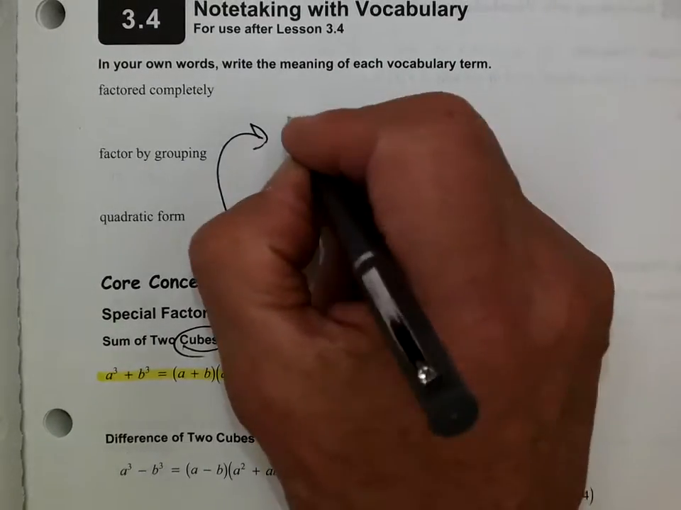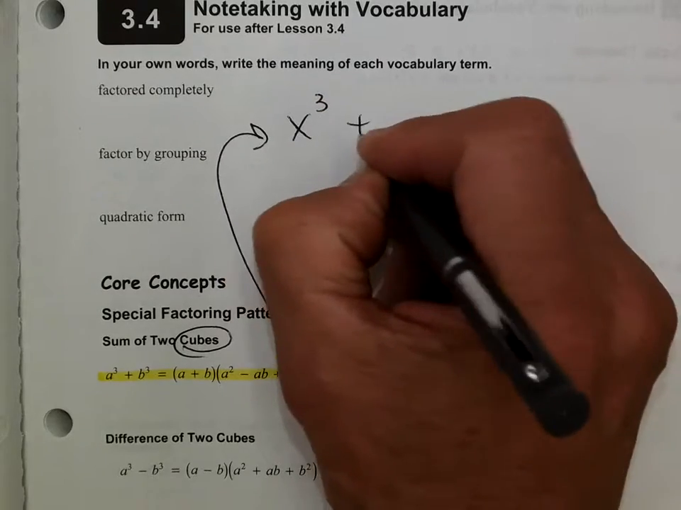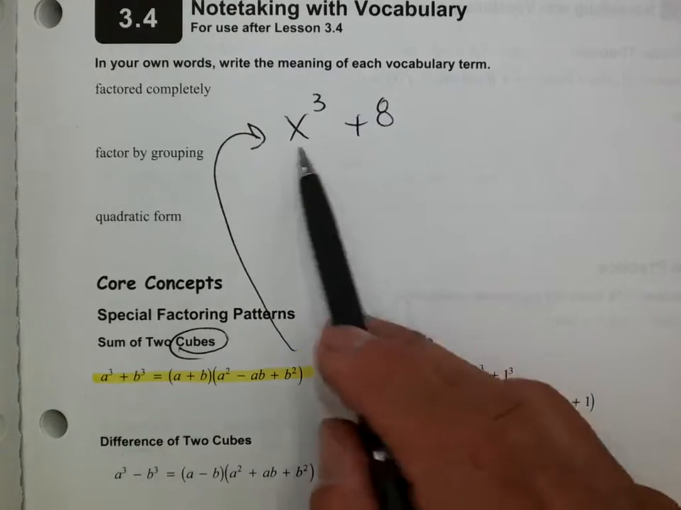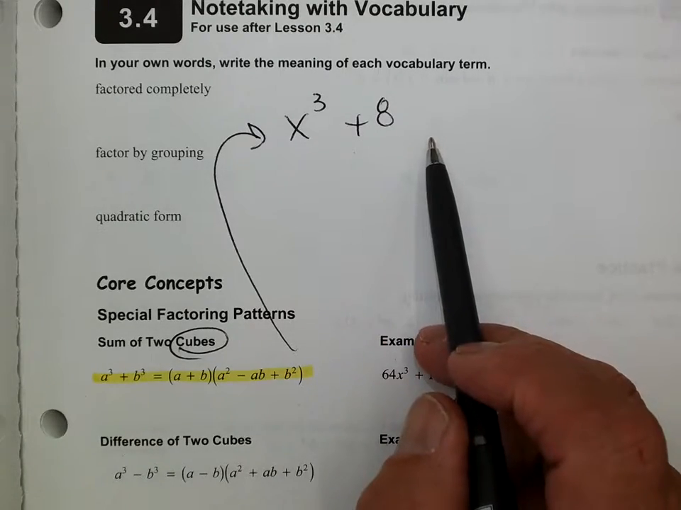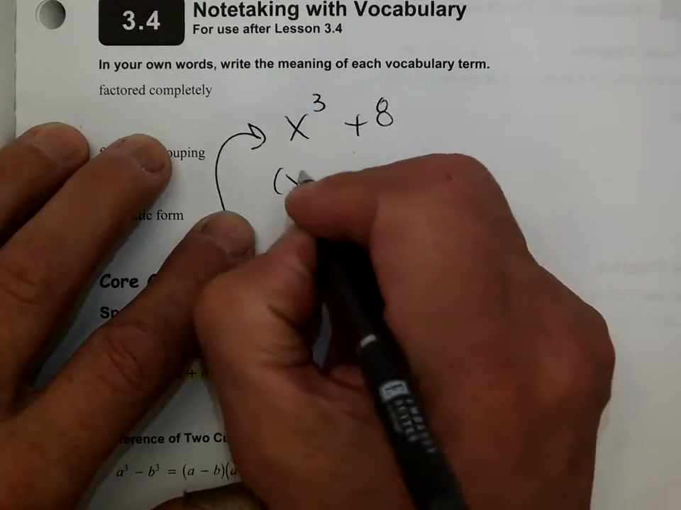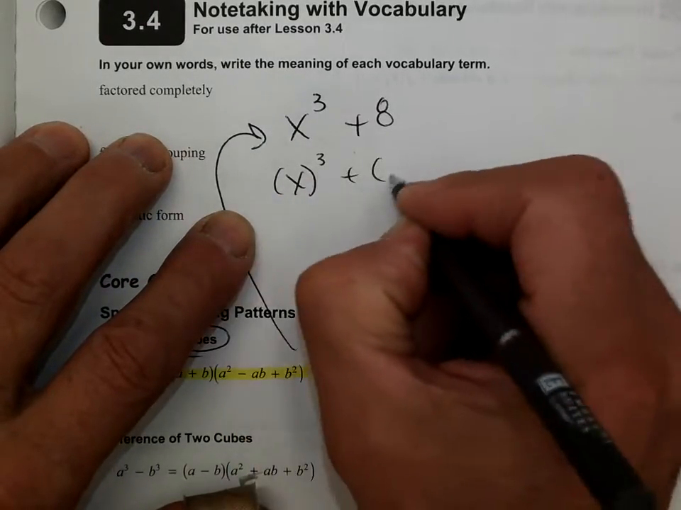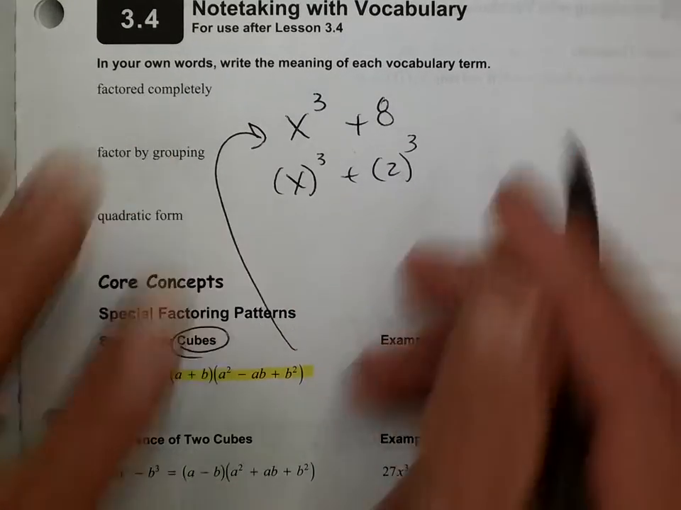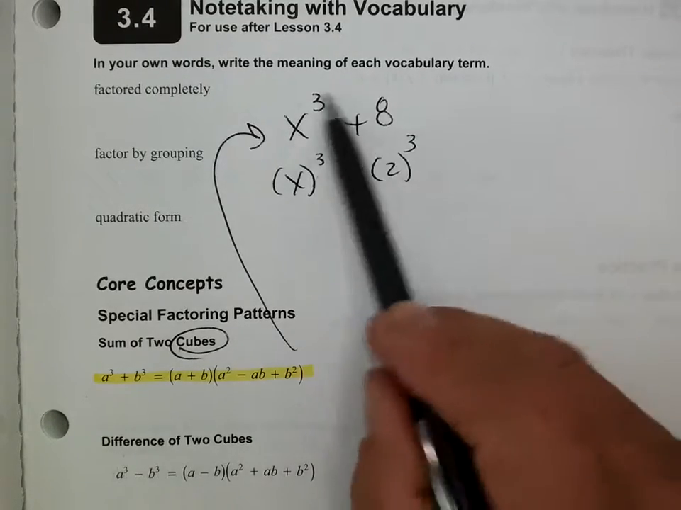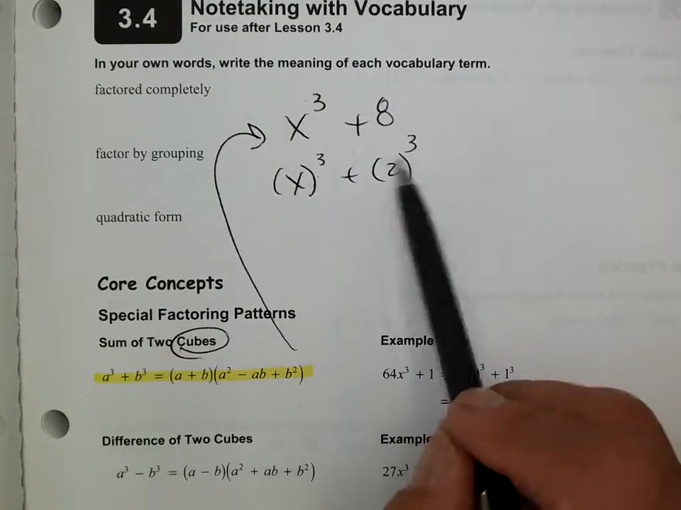Let's start with x cubed plus 8, okay? I'll show you how this works. When you first look at this problem, they don't have anything in common. It's not any kind of factoring, but it really is a perfect cube plus another perfect cube, because I know that 2 cubed is 8. So it's x cubed plus 2 cubed. I just rewrote the question into a cube plus a cube.